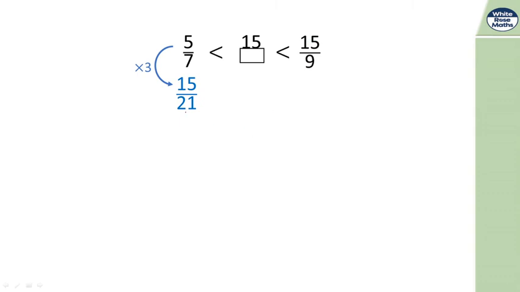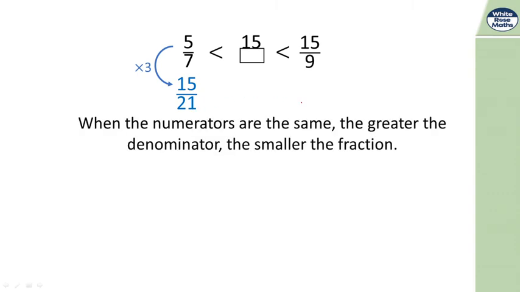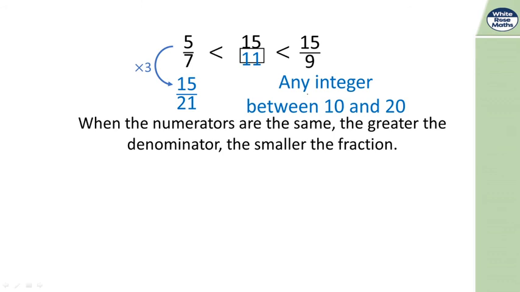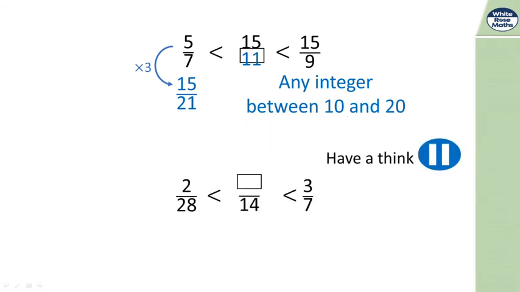So remember, the bigger the denominator, the smaller it's going to be, because it's been divided into more pieces. So we can have anything there between 9 and 21. And if the numerator is the same, the greater the denominator, the smaller the fraction. So we could have 11 there. Any integer, any whole number between 9 and 21 fits perfectly in there. Okay, so using that as an example, how can we answer this question?